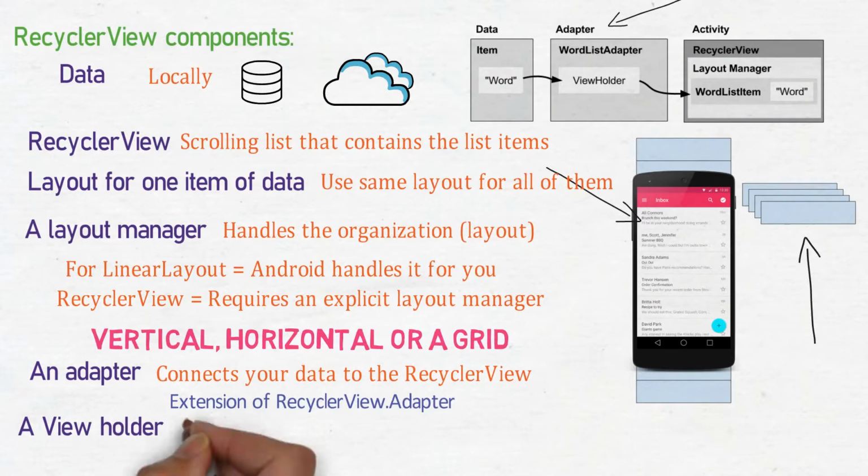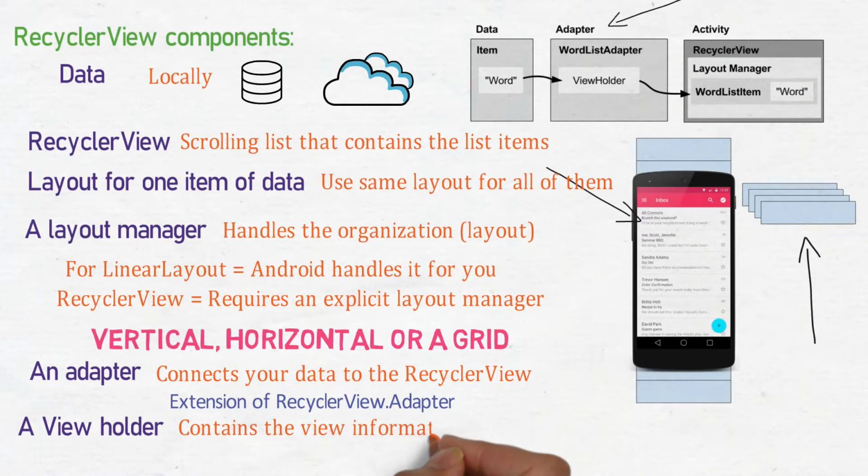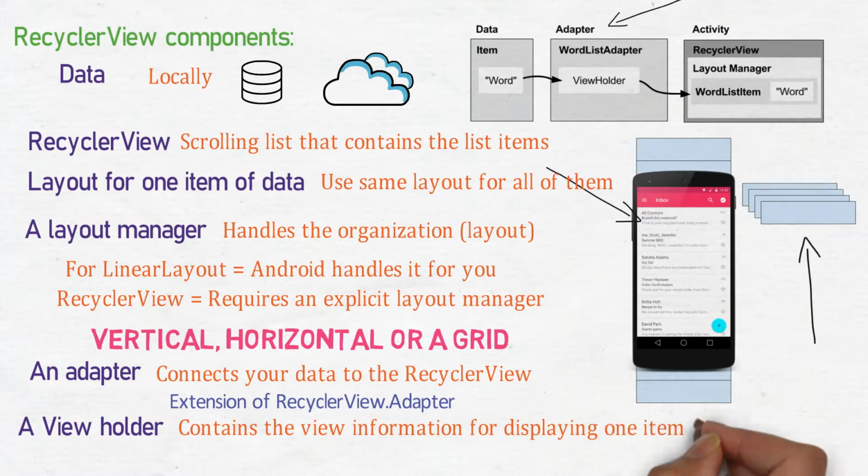A view holder. The view holder extends the ViewHolder class. It contains the view information for displaying one item from the item's layout. A view holder is used by the adapter to supply data, and is an extension of RecyclerView.ViewHolder.